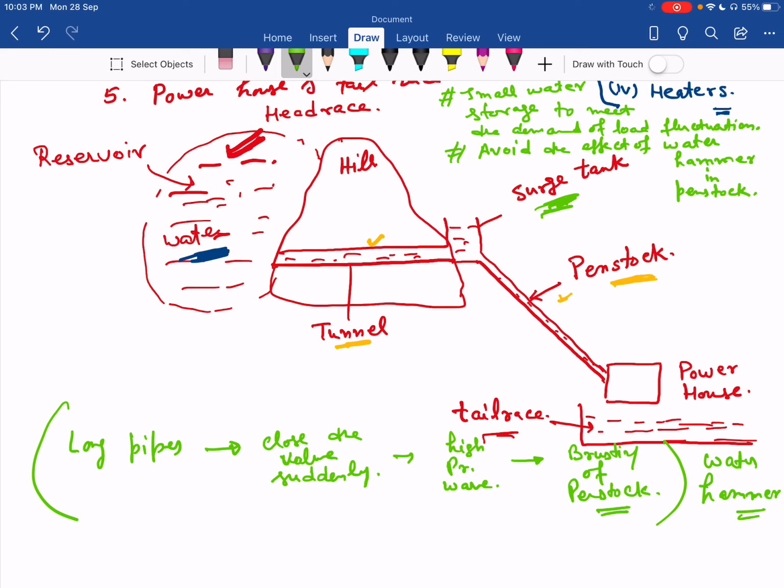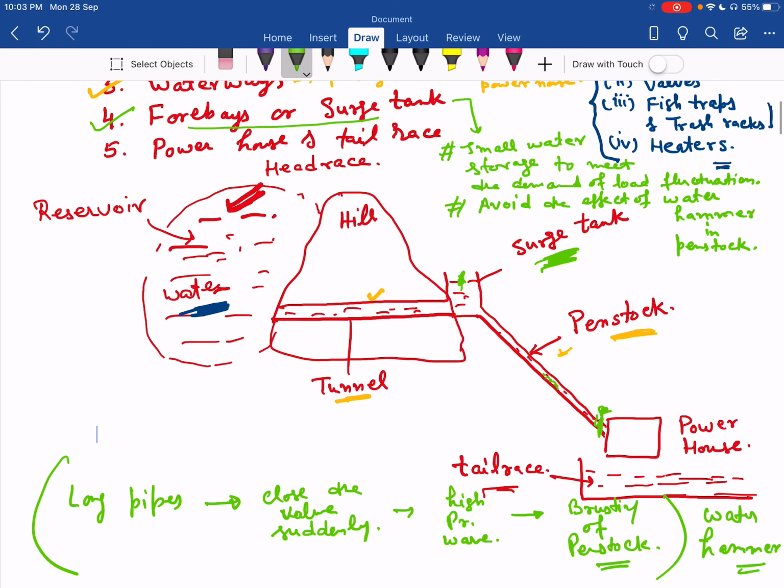So this surge tank avoids this water hammer. How does it avoid it? When we close the valve suddenly, a wave is created in the penstock. That pressure wave is released through the surge tank into the atmosphere. This is how the surge tank, or forebay, helps to avoid the water hammer effect in the penstock.